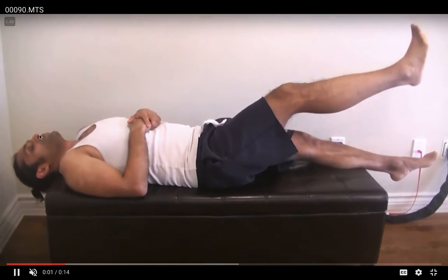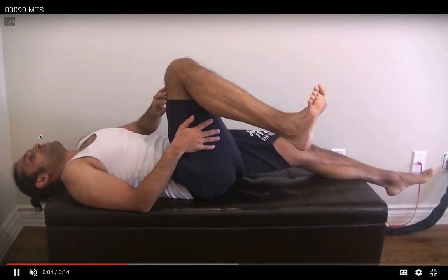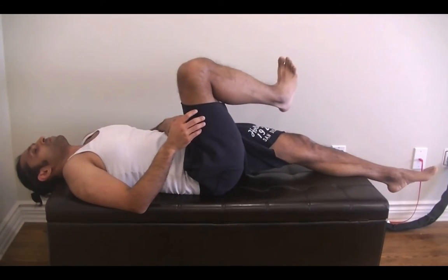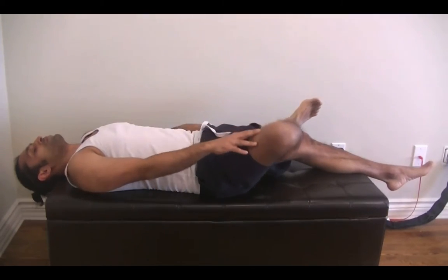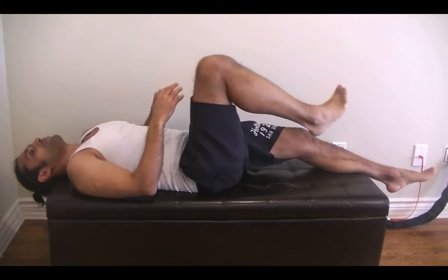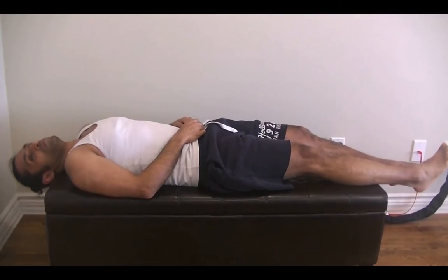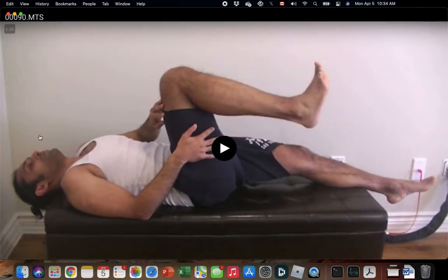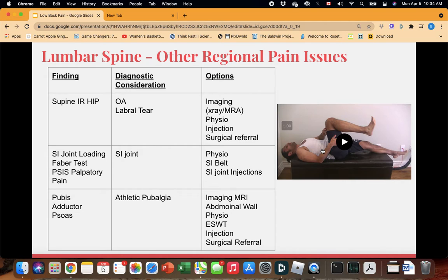And then from there, I go into the hip range of motion. So this is internal rotation, external rotation. This is the Faber test, one of the SI joint testing tests, SI joint loading. And those are the general things that I do from a movement standpoint. In terms of the palpatory exam for athletic pubalgia, you'll see that in the next slide.